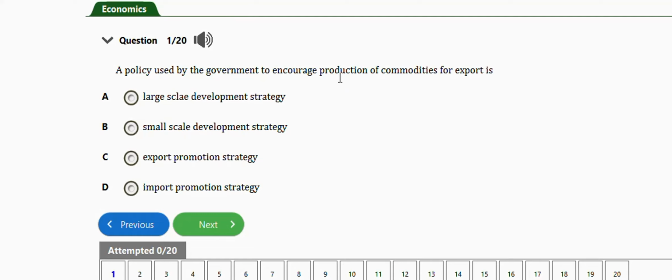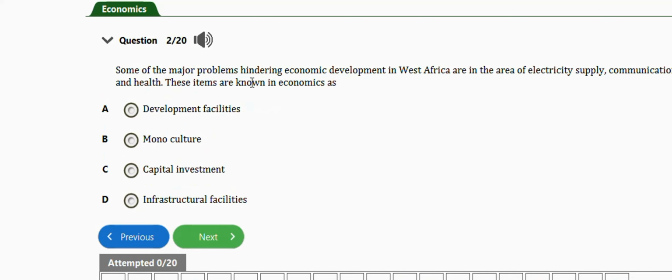commodities for export is. We have large-scale development strategy, small-scale development strategy, export promotion strategy, import promotion strategy. So the right answer is option C, which is export promotion strategy. Okay, the next question is this one. It says some of the major problems hindering economic development in West Africa are in the area of electricity supply, communication, education, and health. These items are known in economics as we have development facilities, monoculture, capital, investment, infrastructural facilities. So guys, the right answer is option D, which is infrastructural facilities.